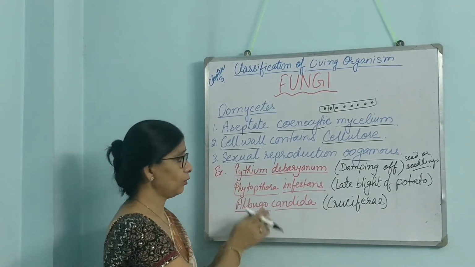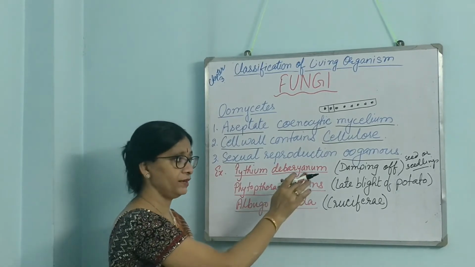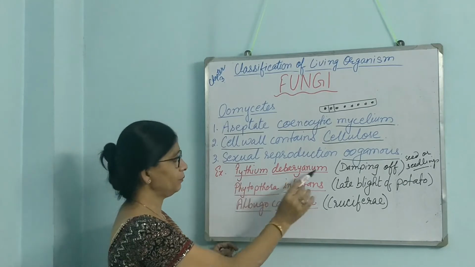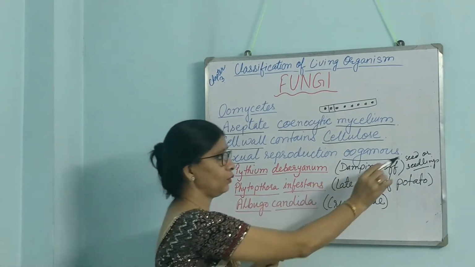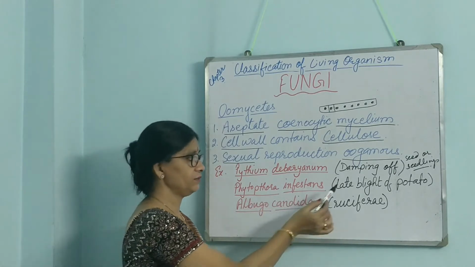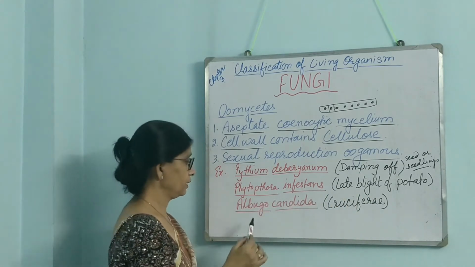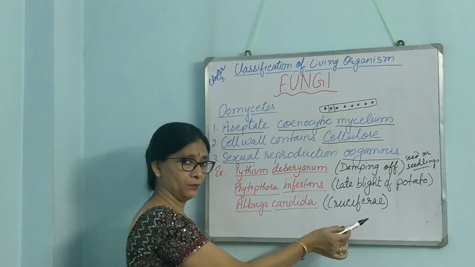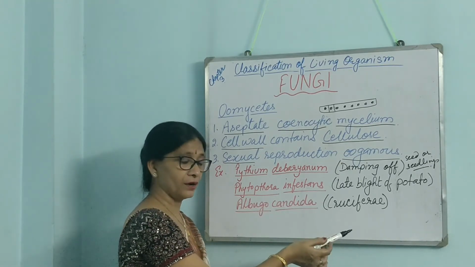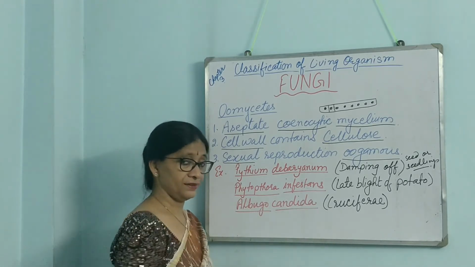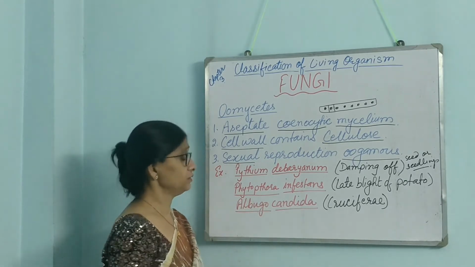And some of the species here cause very serious diseases of crops. Let's see. Number 1, Pythium debaryanum. It causes damping off of seeds and seedlings. Phytophthora infestans, late blight of potato. Albugo candida affects crucifers like cabbage, cauliflower, mustard. This disease is seen in them. So this is about Oomycetes.